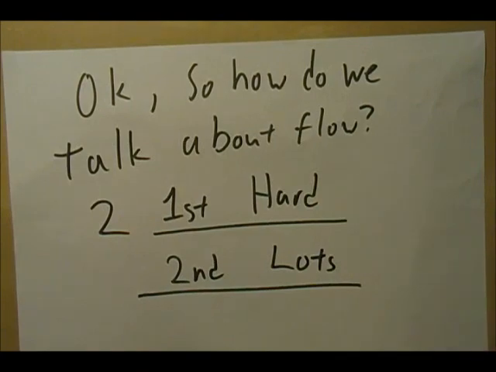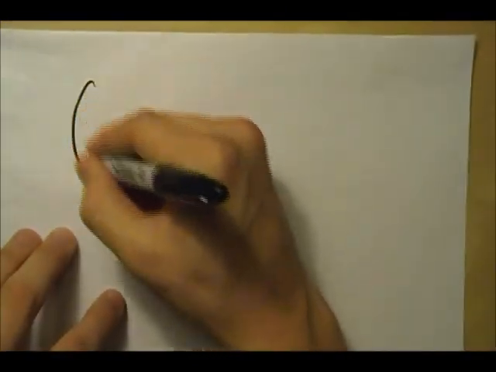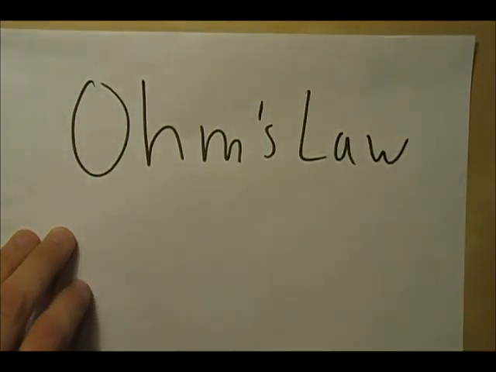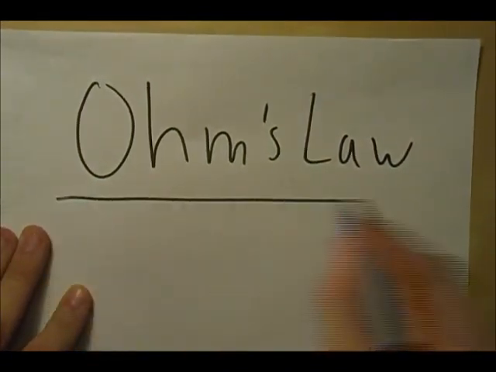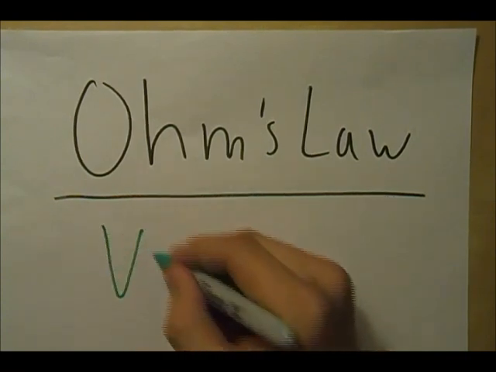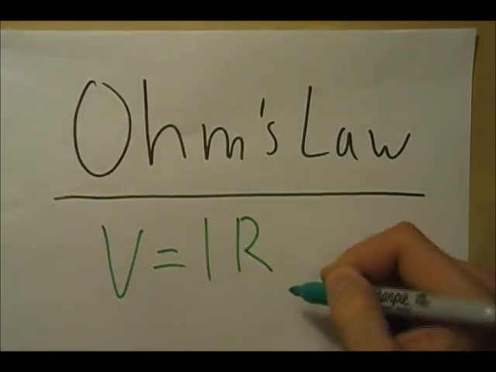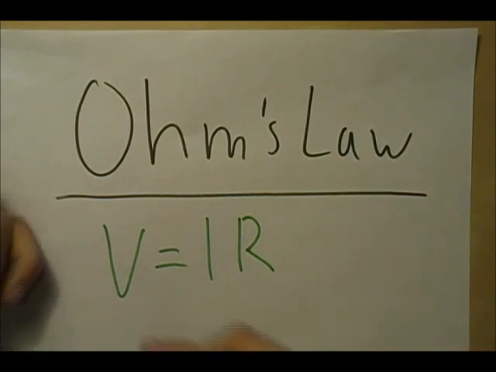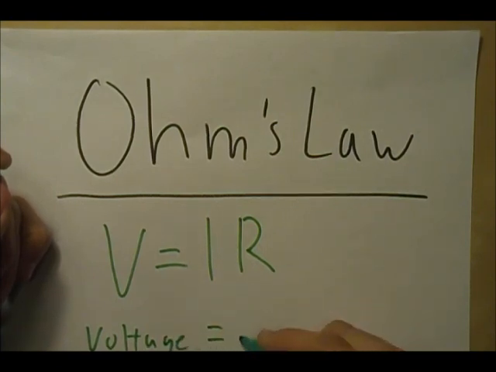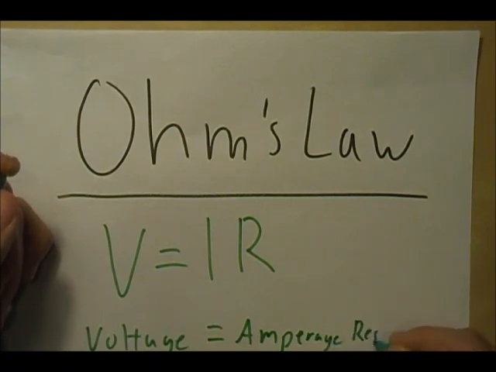Now, specifically, we talk about an equation that is referred to as Ohm's law. So what is Ohm's law? For anyone who already knows a little bit about electricity, you'll know that Ohm's law is V equals IR. We can interpret V equals IR as voltage equals amperage times resistance.